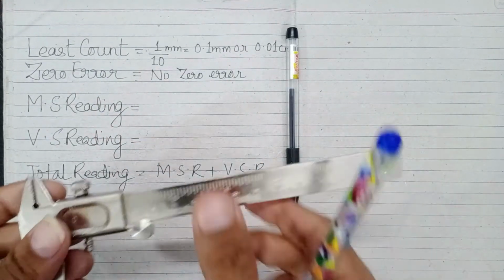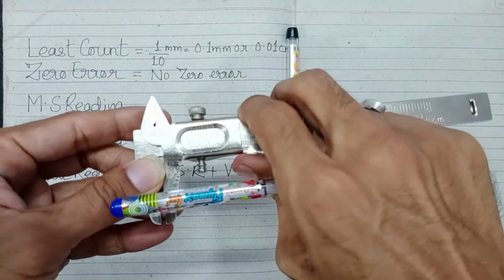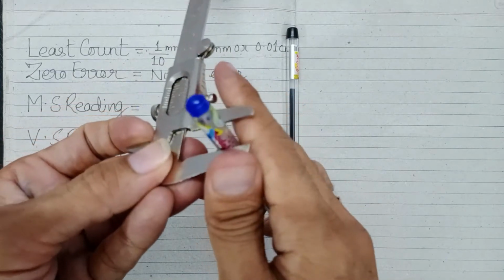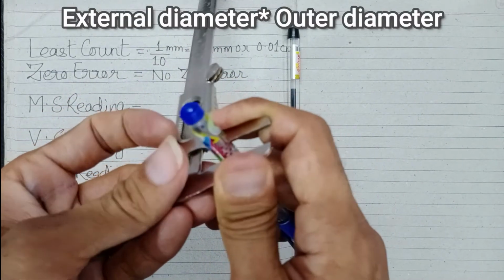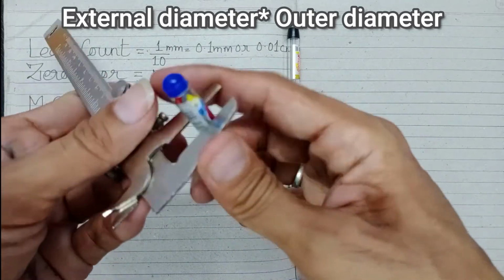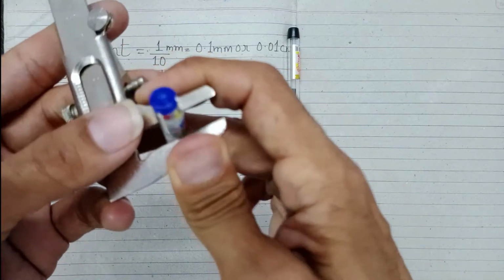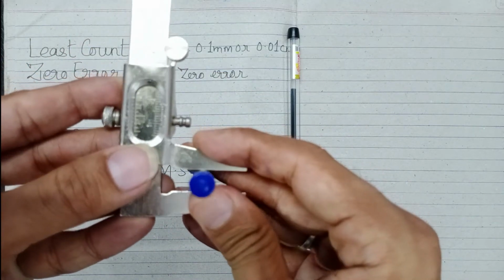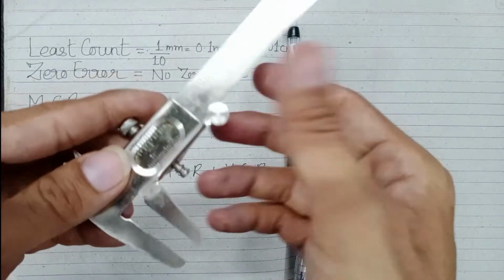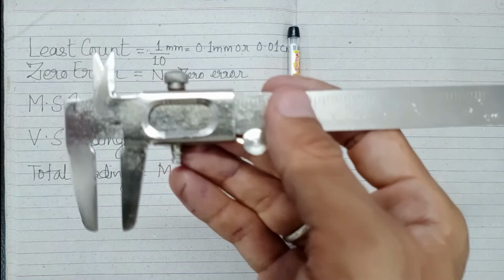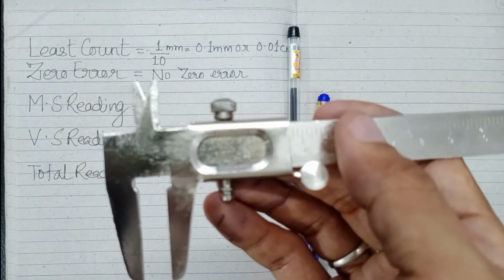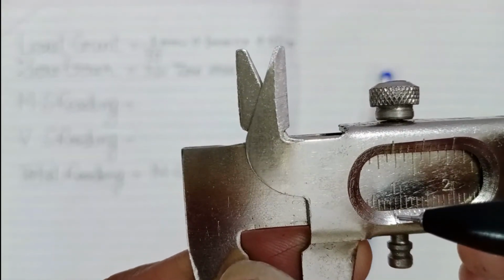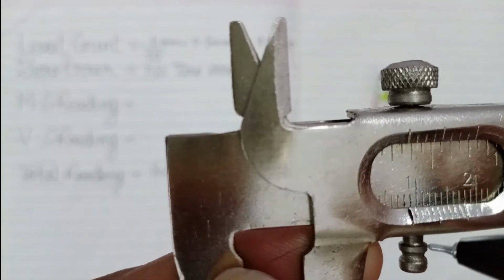Now let's put this pen in the outside jaws, because outside jaws is used to find out the external diameter of a circular or cylindrical object. I have fixed this here, and we'll also screw this. So this has fixed the vernier scale on the main scale. So let's find out first of all what is the measurement of main scale. So as you can see here, the zero mark of vernier scale is this one. This one is zero mark.